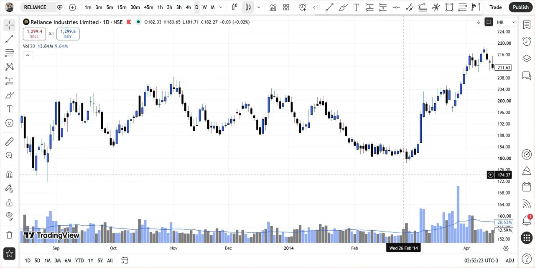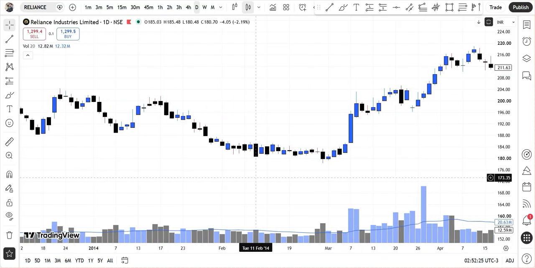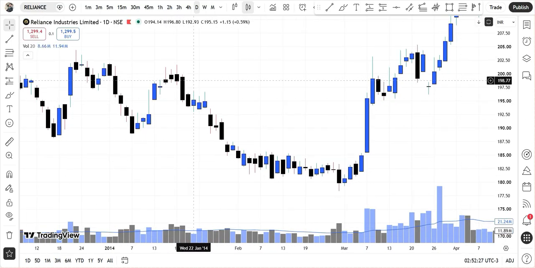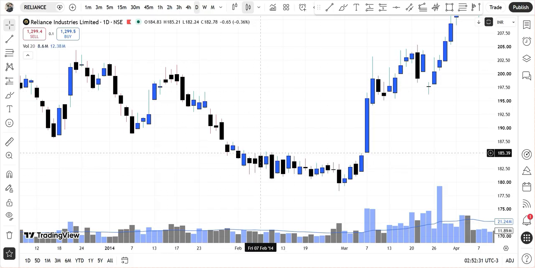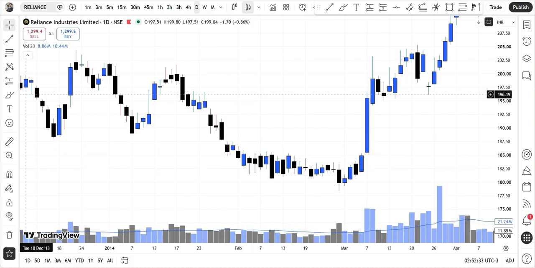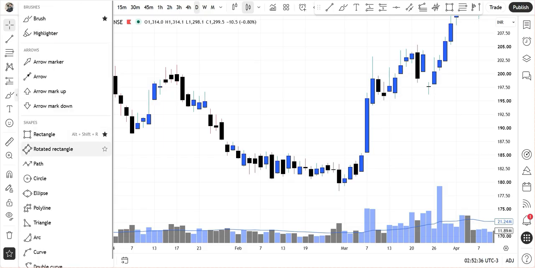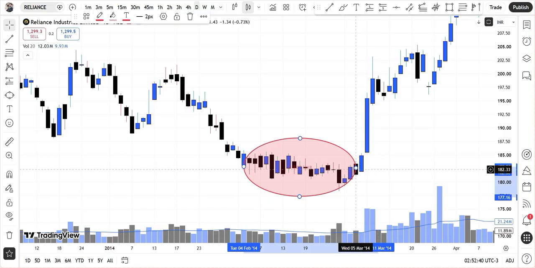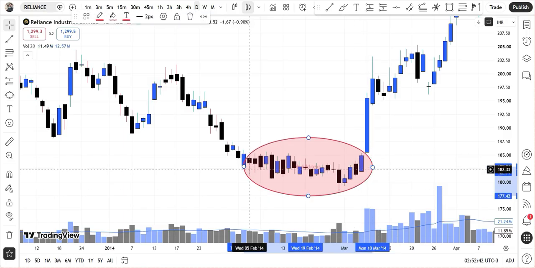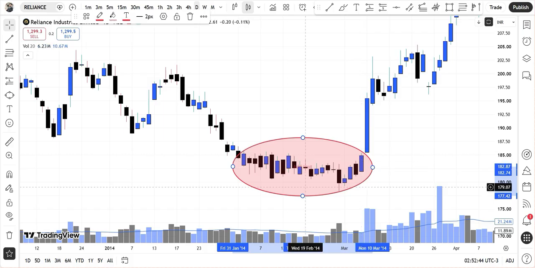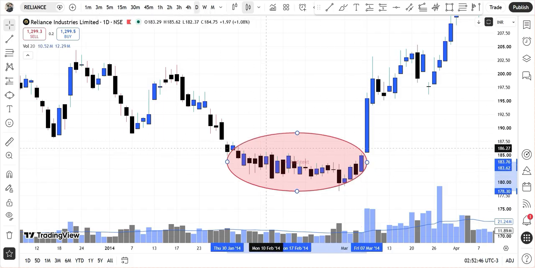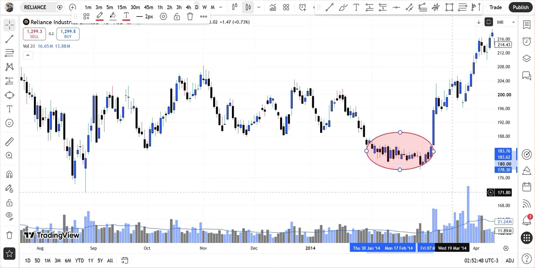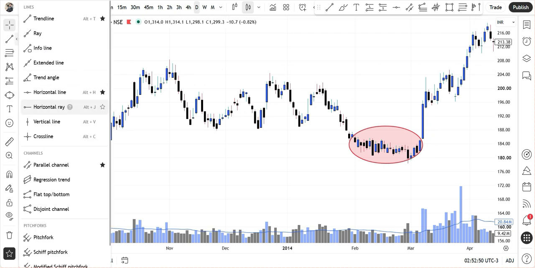There are several things we can look for. Number one, a previous downtrend. Usually, accumulation becomes more meaningful when it appears after a significant decline. Price has already moved down and reaches a major support or demand area. Number two, sideways price action. Instead of continuing lower, price starts consolidating. The market moves within a relatively defined range.